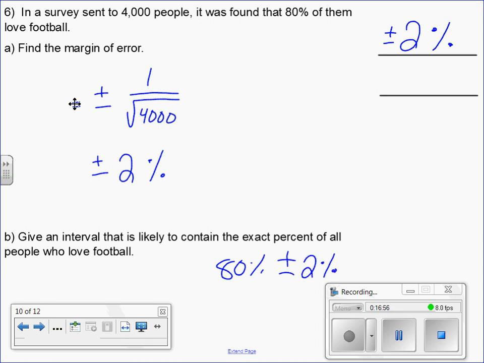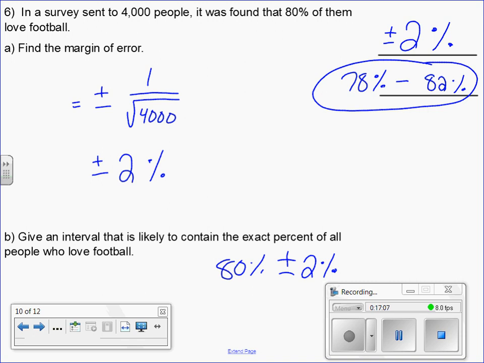So what's 80 plus 2%? 82. What's 80 minus 2%? 78, and that's your range. That's the exact range that should include the actual number of people that love it.